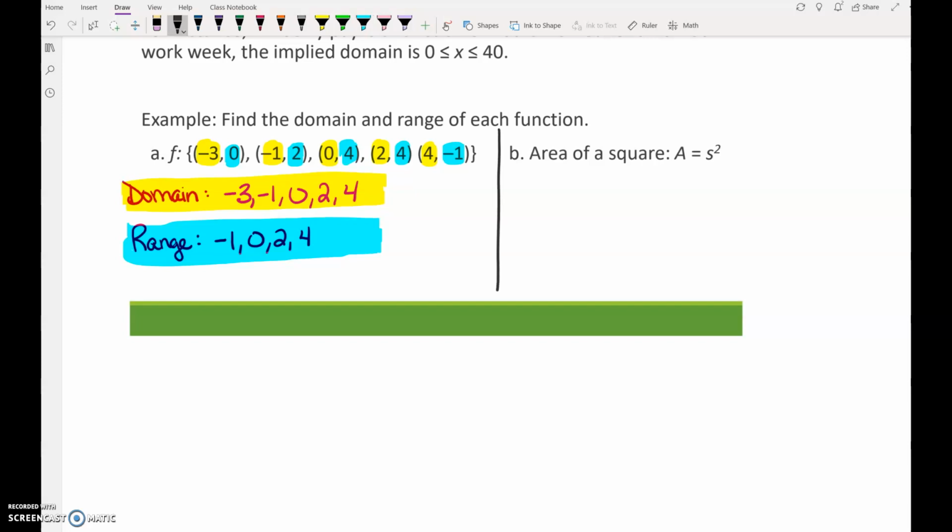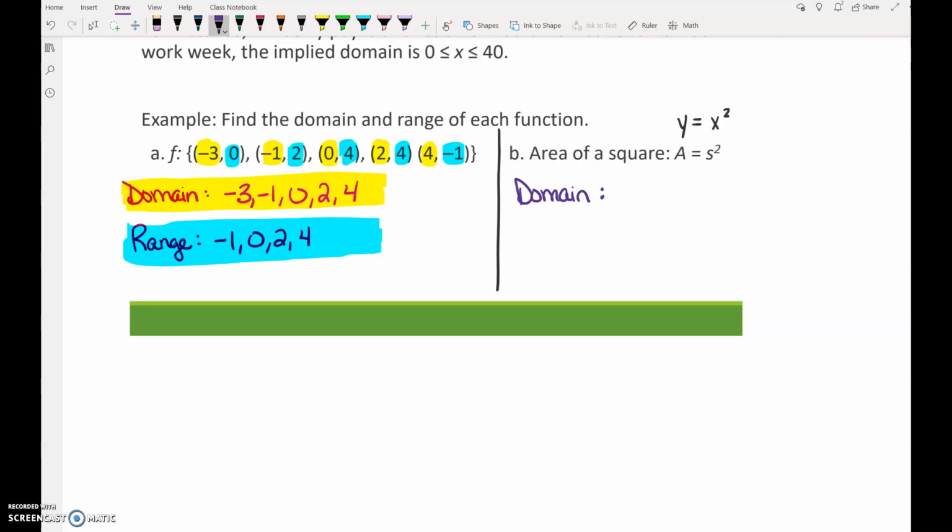Okay, area of a square. And for our sakes, I'm going to call this y equals x squared, because we're going to write the domain and range in terms of x and y, because that's what we're used to. So the domain, if our equation is area equals the side length of a square squared, can a square have a side length of 5? Yeah. Yes. Can a square have a side length of 0?